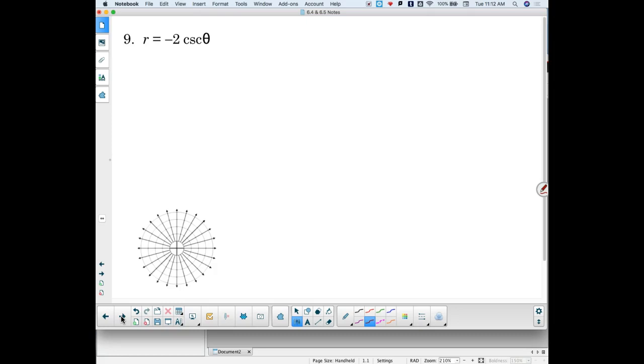r equals -2 cosecant of theta. Want to convert it into a rectangular equation. What are the r equals tools in my toolbox?